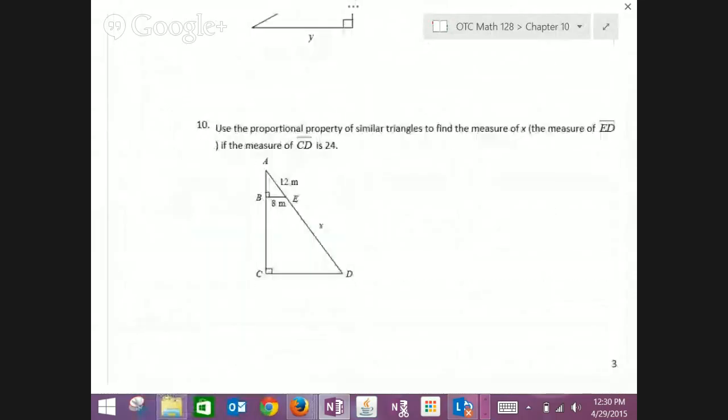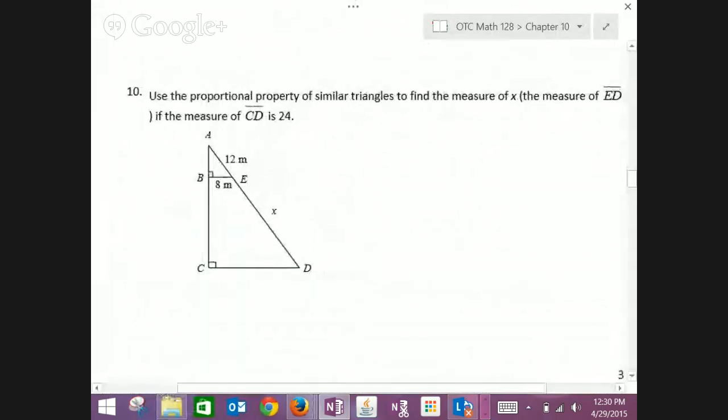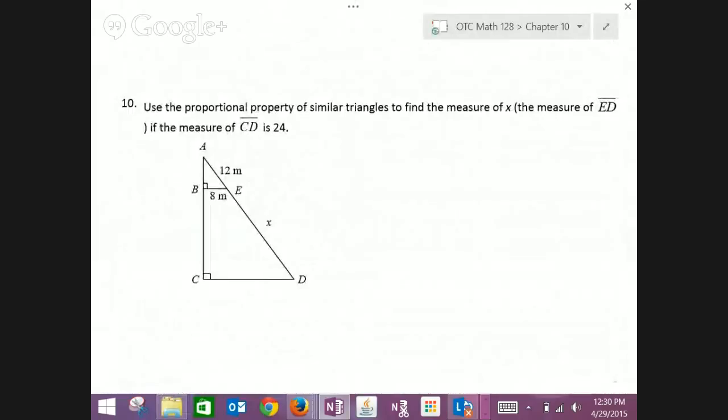It's a proportional property of similar triangles. They give us that CD is 24. We know that 8 times 3 is 24, so I want to multiply 12 by 3, which is 36. But be careful, the whole distance is 36.